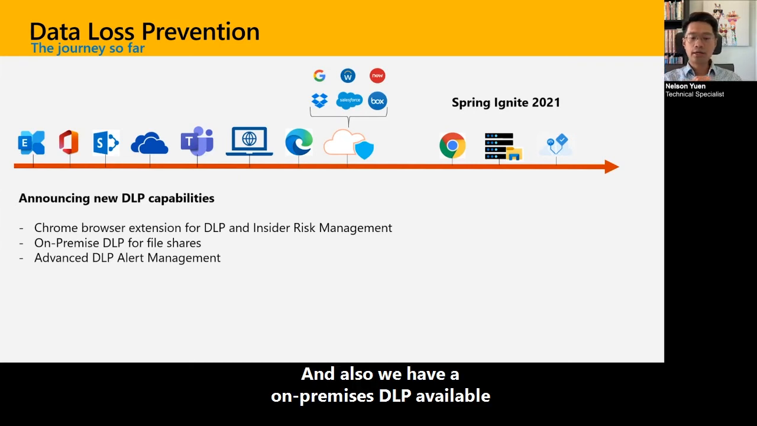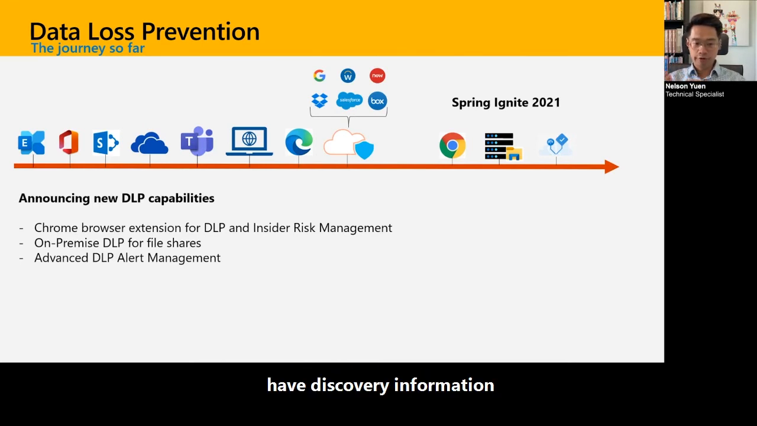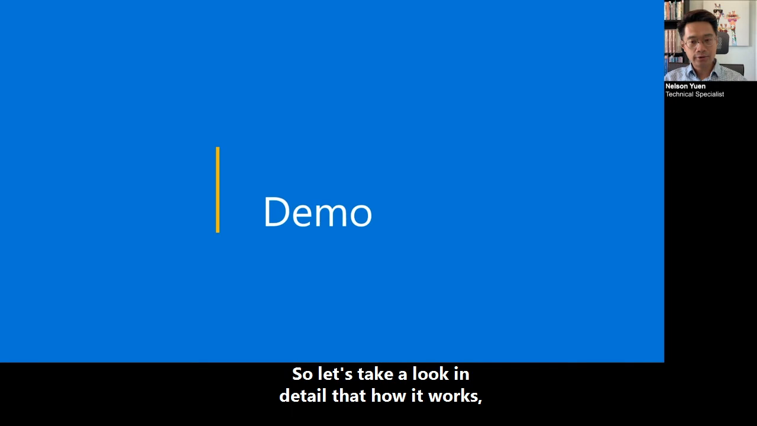And also we have an on-premises DLP available for a file share. So you can have a file share to discover information, not just on the cloud, but also in the on-premises file folder. And then you can apply the protections to these files as well to restrict the oversharing. And the last one that we are just announcing is the advanced DLP Alert Management. So I will show you how you can actually look at the DLP alert. Let's take a look in detail at how it works.